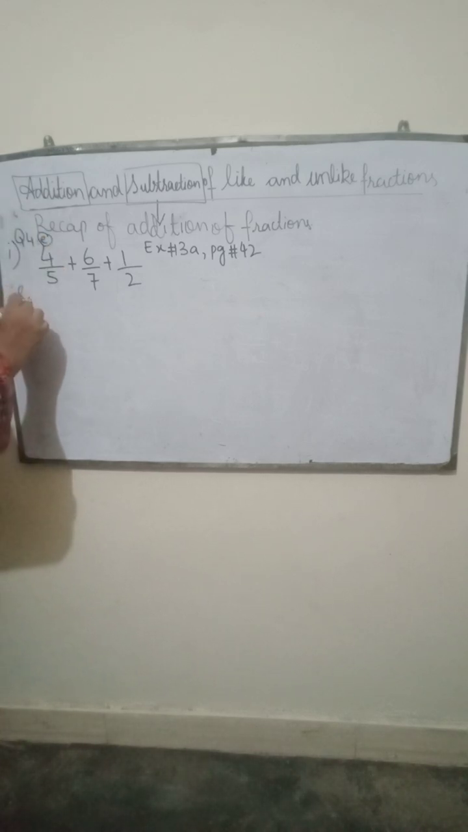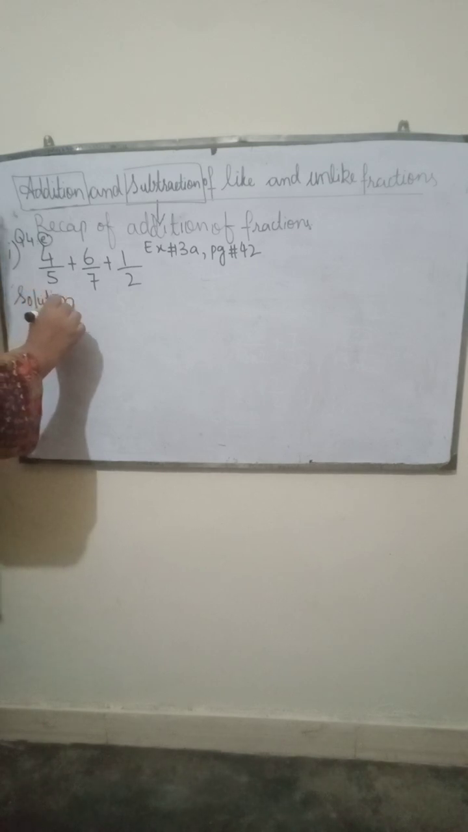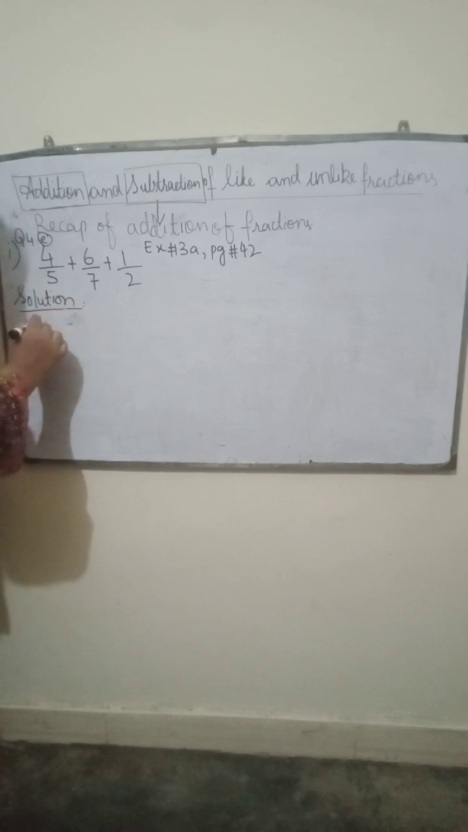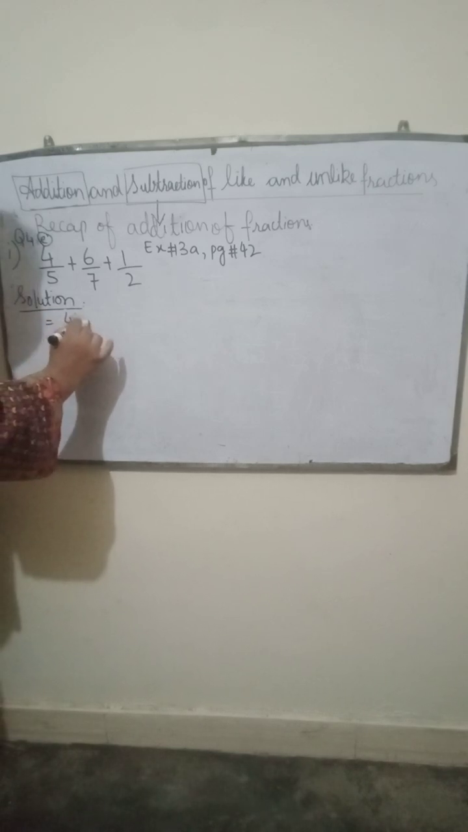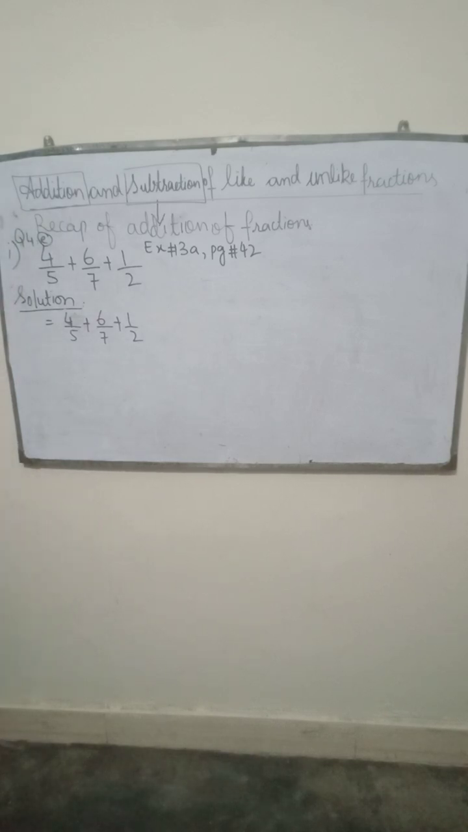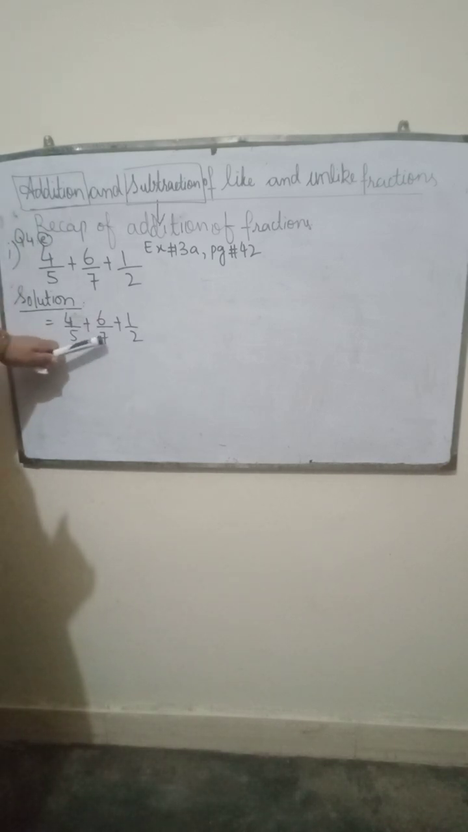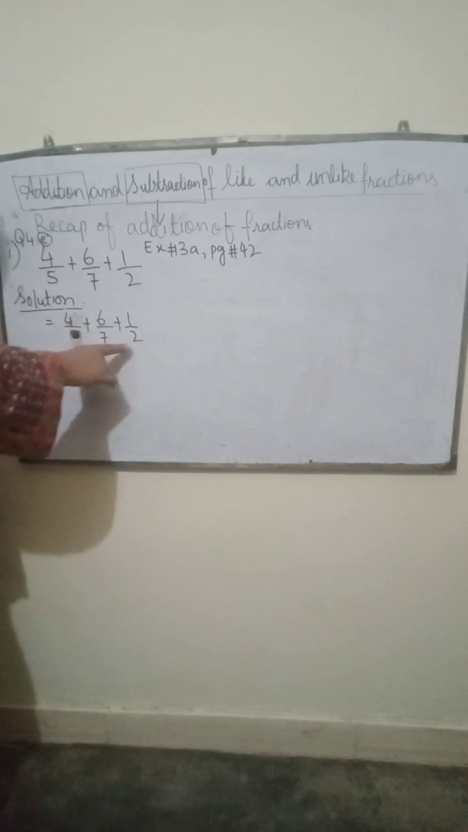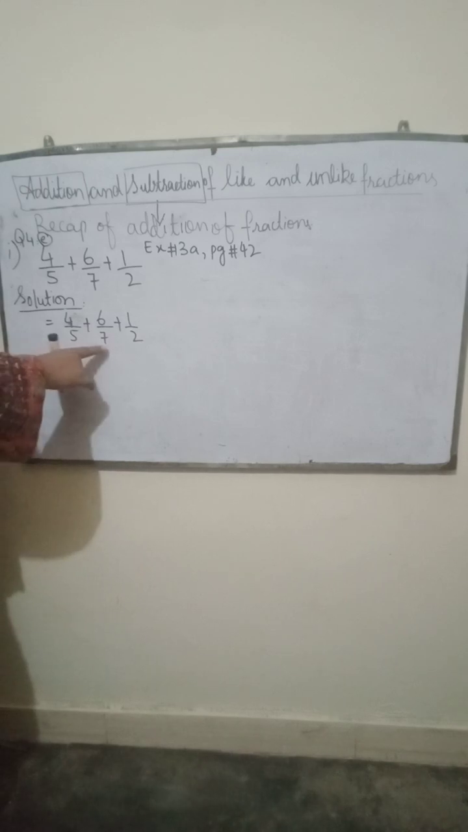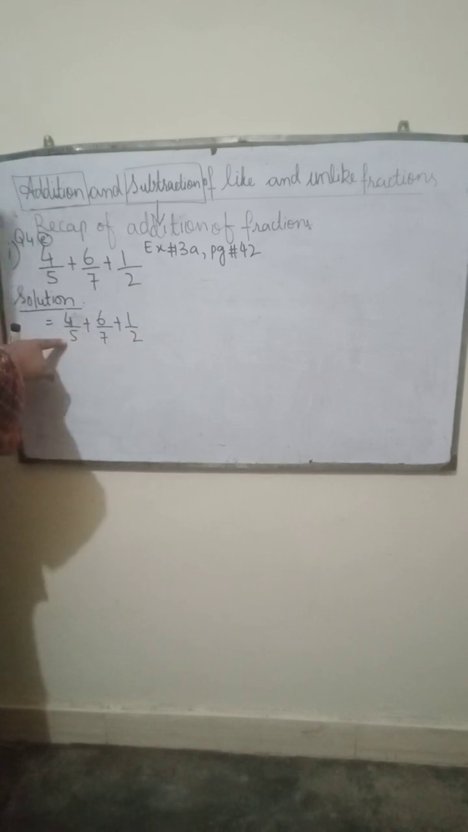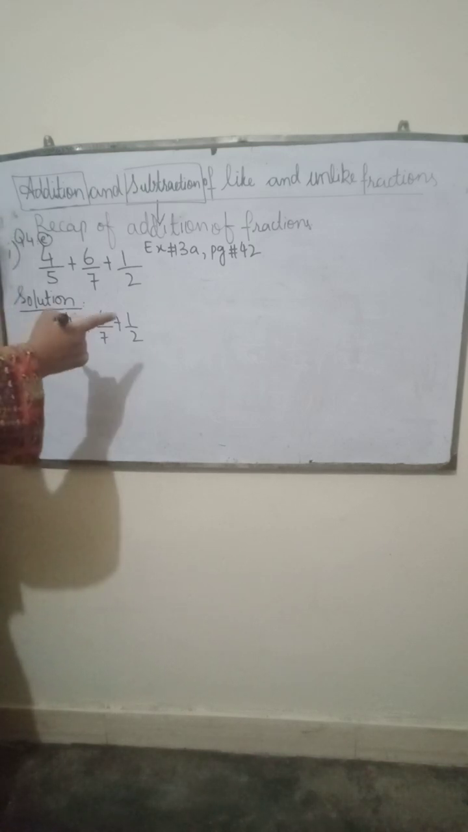So students, here we are going to deal with 3 fractions. So the solution is, write the question again, 4 by 5 plus 6 by 7 plus 1 by 2. Students, we have dealt with 2 fractions. Now we are going to deal with 3 fractions. Here we have been given prime numbers. 5 does not come in the table of 7, 7 does not come in the table of 2, and 2 doesn't come in the table of 5 and 7, and so on.